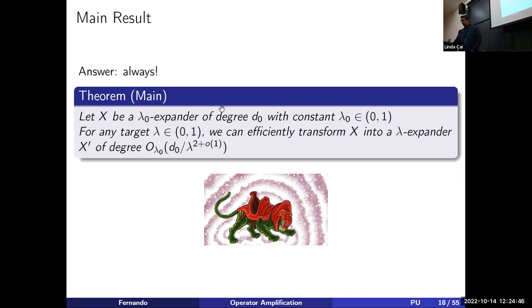So if you started with a graph that had d naught being constant, and as lambda becomes smaller and smaller, the trade-off between lambda and the degree is going to become more and more like a quadratic trade-off. We have lambda expansion with 1 over lambda squared degree. Okay, so here we have this little term, so you are not as close to the Ramanujan bound as in Friedman's result, right? So there is a lot of research to be done to improve this dependence, right? But now we are getting something that's almost quadratic, right? The lambda expansion with 1 over lambda squared plus some little o.